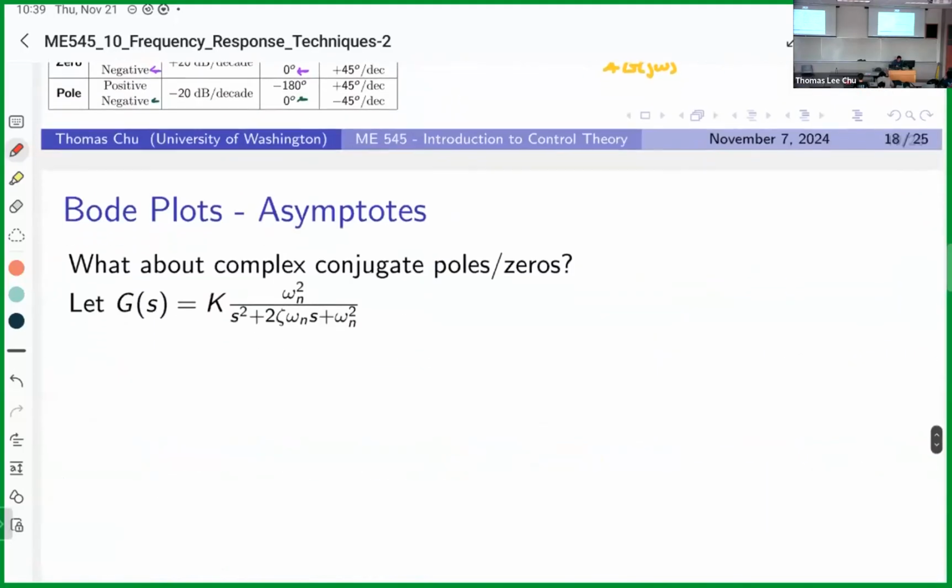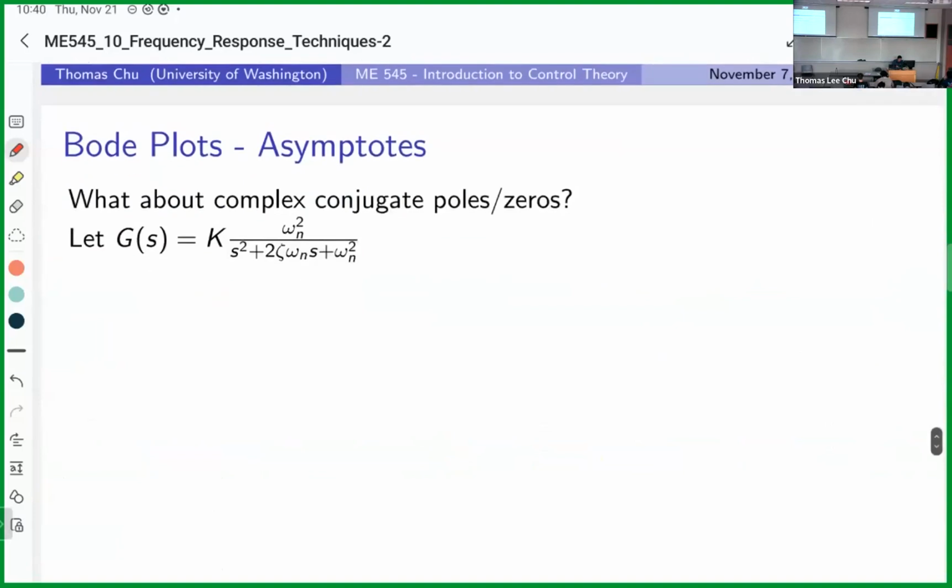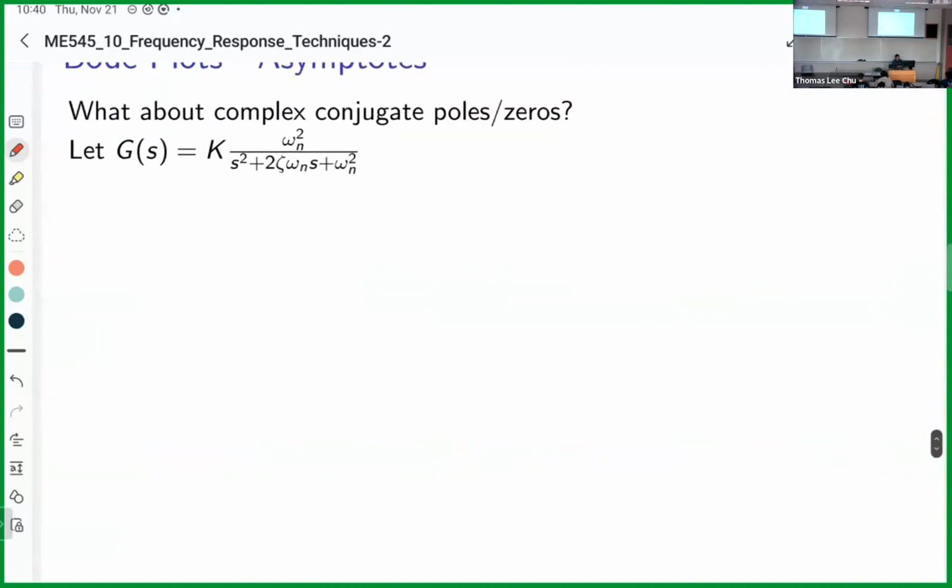Now, if we were to deal with a system that has a pair of complex conjugate poles or zeros, I will show you what to do. So let's say we have a second order system that is underdamped. This only occurs for underdamped systems, because that's when we have complex conjugate poles and zeros. First thing we have to do is set s equal to j omega, because we're trying to plot the Bode plot.